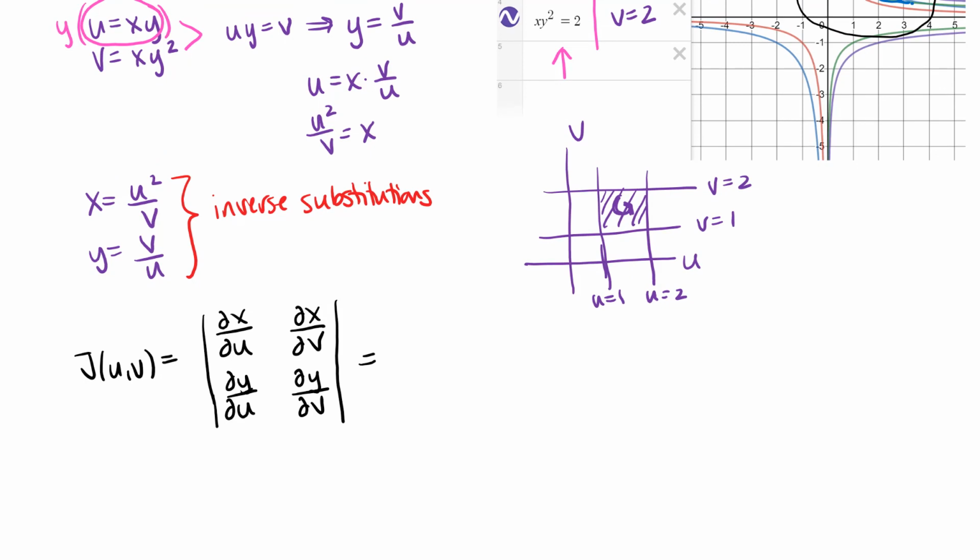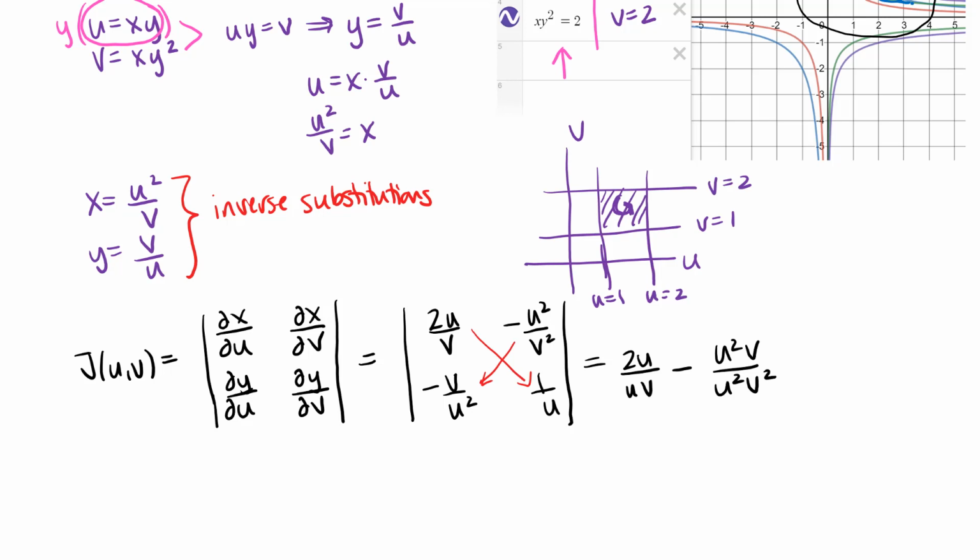When I differentiate x with respect to u, I'll get 2u over v. And when I differentiate x with respect to v, I'll get negative u squared over v squared. When I differentiate y with respect to u, I'll get negative v over u squared. And when I differentiate y with respect to v, I'll get 1 over u. So for the determinant of that matrix, we're going to do this product minus this product. So when I do that multiplication, this is what I get.